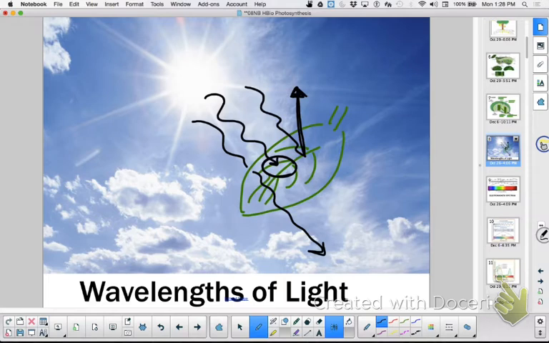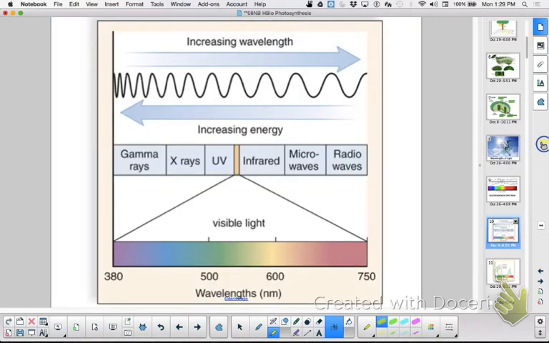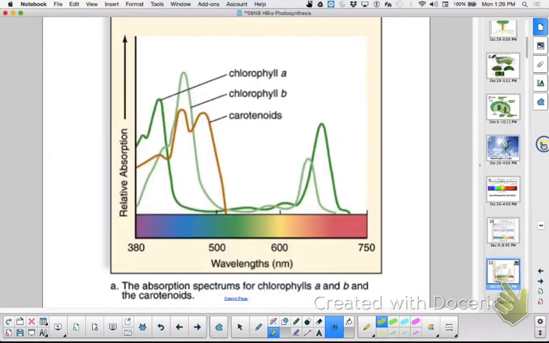And for us, since most leaves appear green, it's the green light that is reflected back towards our eyes, because that wavelength of light is not used as readily as some of the other wavelengths of light to power photosynthesis. So let's look at that a little bit more. So we're looking at the whole visible spectrum, and I wanted you to see the larger the wavelengths, the less the energy. But this right here is called an absorption spectrum.